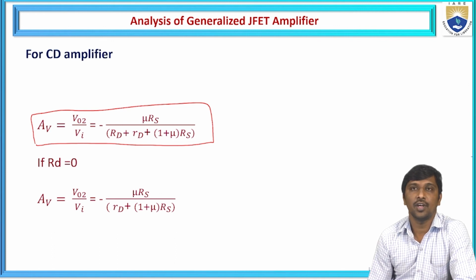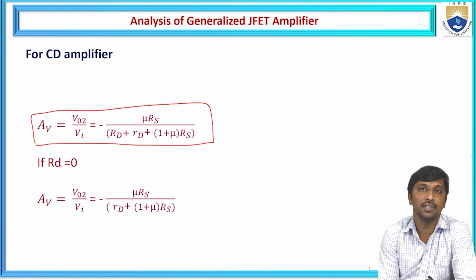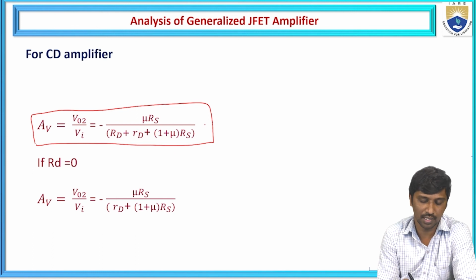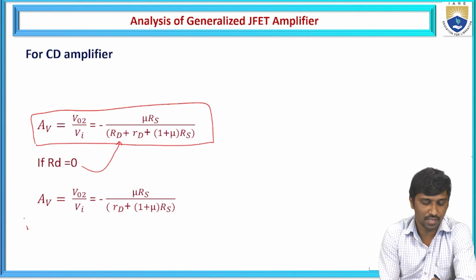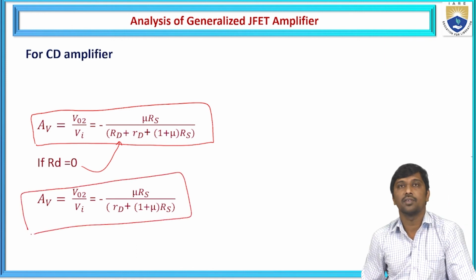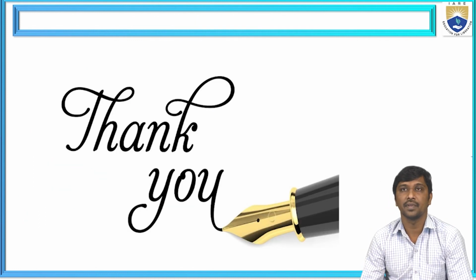But from the normal construction of the common drain amplifier, we consider that there is no drain resistance. Hence, we assume the drain resistance is removed from the generalized JFET amplifier for the common drain amplifier, so RD is equal to 0. Substituting RD equal to 0, what happens? The voltage gain is represented as mu times RS by small rd plus 1 plus mu times RS. Hence, it satisfies the normal common drain amplifier by using this generalized JFET amplifier.